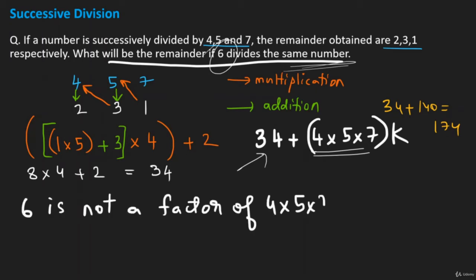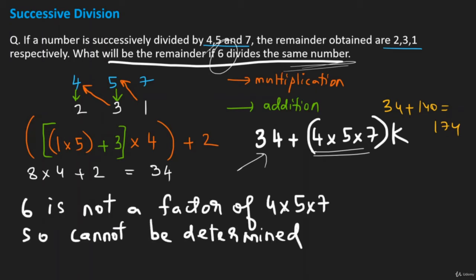So let me write that over here. 6 is not a factor of 140. So the answer to this question is it cannot be determined. Why is that so? Let's see why that is.